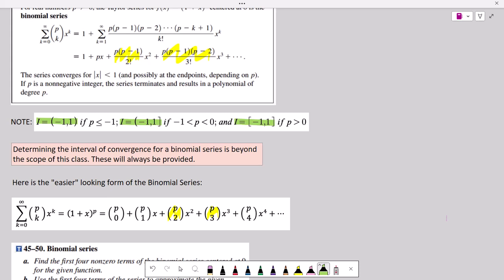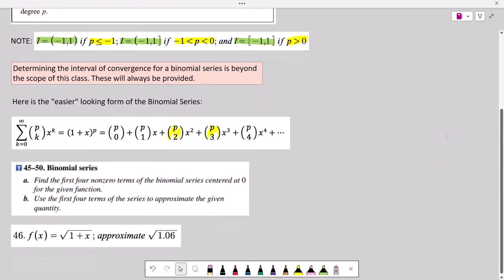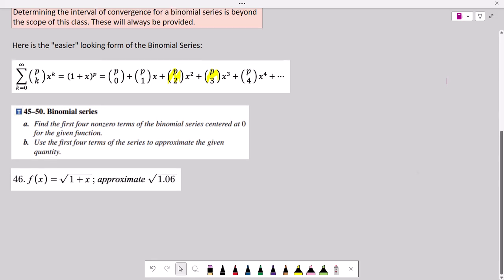You don't know what it is. You can't figure it out yet. It's very complicated to find them. Where do they even come from? It takes higher math in order to do these. Depending on the p-value, you will have different endpoints from the interval -1 to 1, but that I'll give you. You don't ever have to think about finding the interval of convergence for a binomial series. You might have to find the interval of convergence if you modify it, but I will give you the interval of convergence. So let's try one of these puppies.